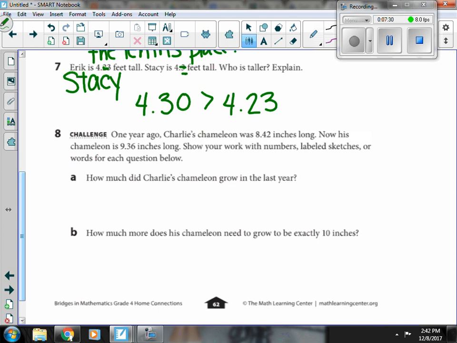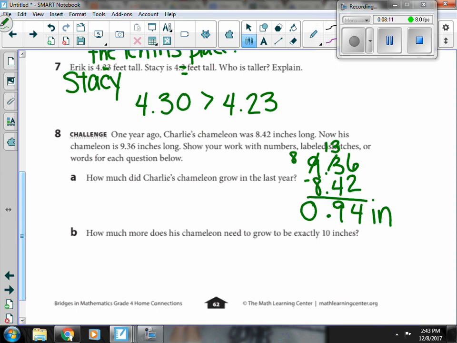And the challenge. 1 year ago, Charlie's chameleon was 8 42/100 inches long. Now his chameleon is 9 36/100 inches long. Show your work with numbers. How much did Charlie's chameleon grow? Well, that tells me that I need to subtract to find the difference. And subtracting with decimals is no different than subtracting with whole numbers. 6 minus 2 is 4. I can't take 4 from 3, so I need to borrow. 13 minus 4 is 9, and 8 minus 8 is 0, so he has grown 94/100 of an inch.